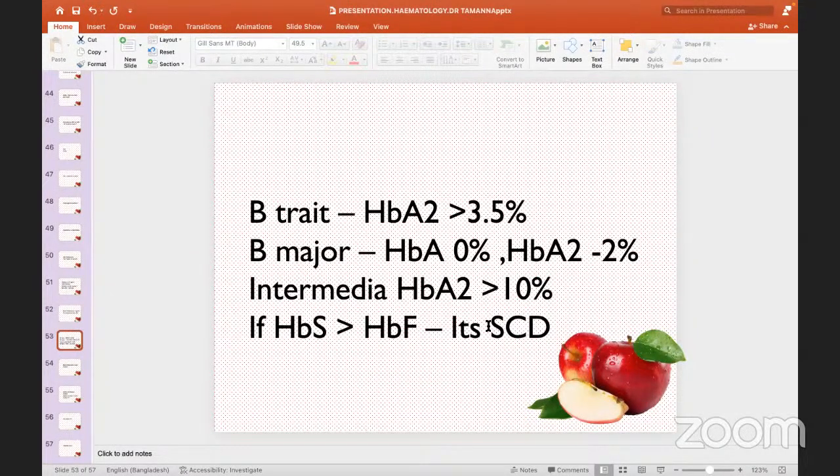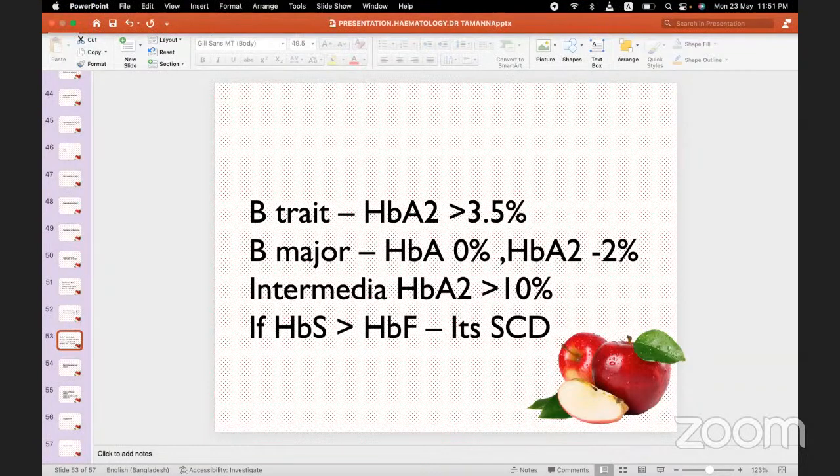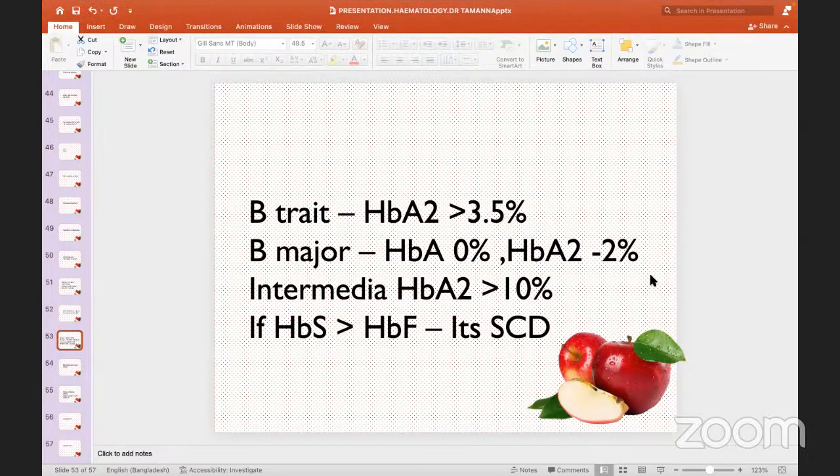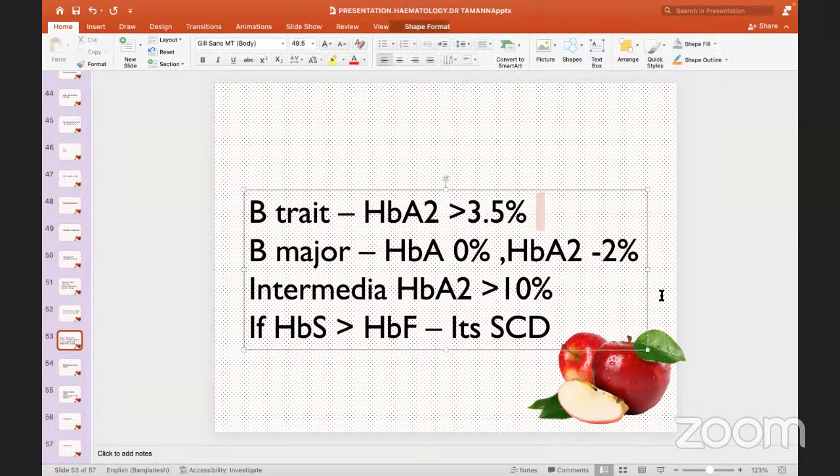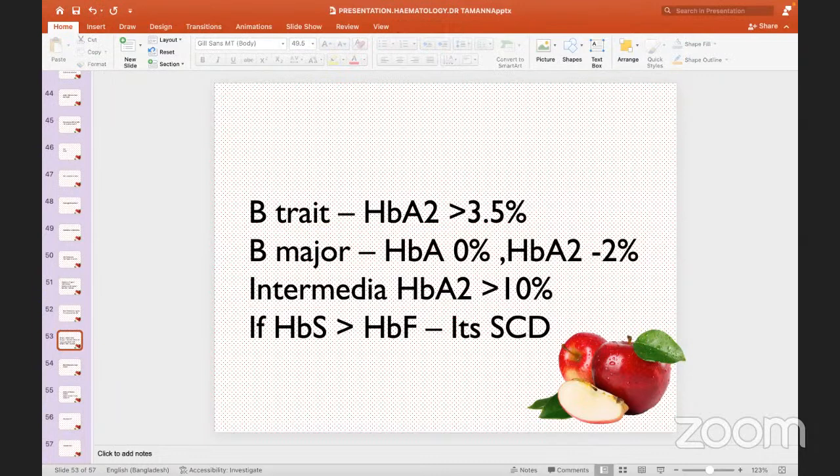Now, this chart is the topmost important chart of today's topic. The concentration of hemoglobin in alpha and beta thalassemia will come in your part one exam. Also, in the clinical exam, the examiner can ask you, what is the level of hemoglobin A in beta thalassemia major? The answer is zero. Absent adult hemoglobin, 0%. And hemoglobin A2 is 2% only. So all the hemoglobin is hemoglobin F.